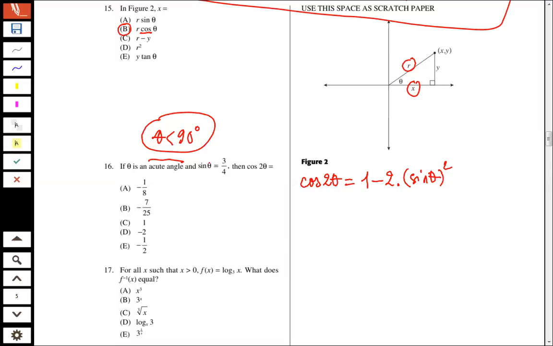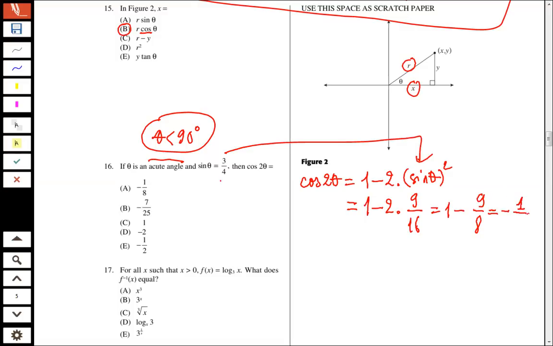We need the signs, positive or negative, but I think it's not necessary. We just need to plug in the value 3 over 4 here. 1 subtract 2 times the square of 3 over 4, that is 9 over 16. That is 1 subtract 9 over 8. That is minus 1/8. Option A.